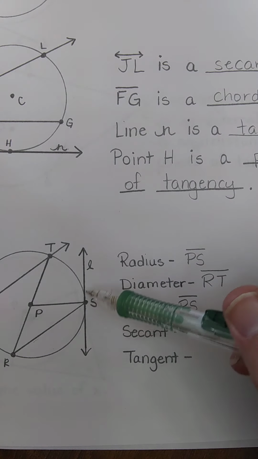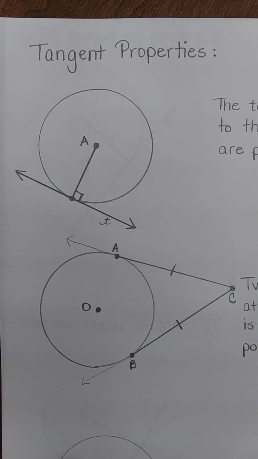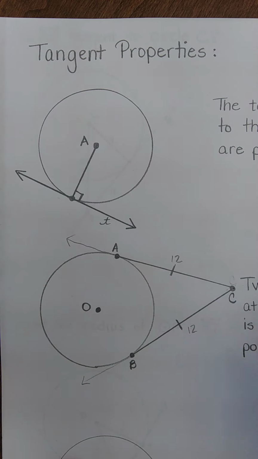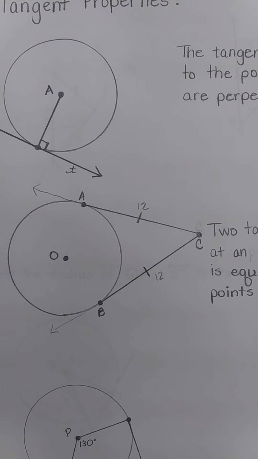If they meet at an external point, that means outside of the circle, then they are equidistant from the point of tangency. So from C to A and from C to B, those two lengths are going to be the same. So if I told you this one is 12, then this one would have to be 12. Okay, those two lengths have to be the same.